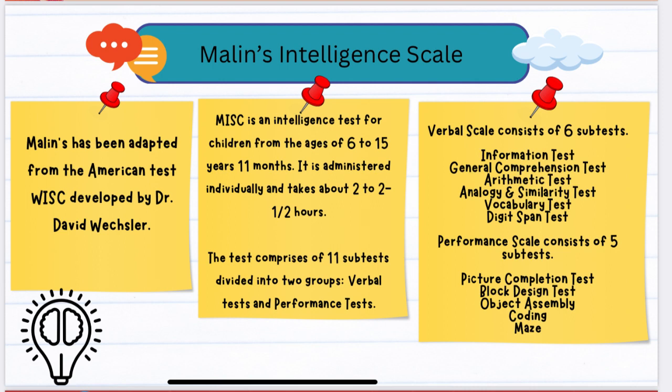The verbal scale consists of 6 sub-tests: information test, general comprehension test, arithmetic test, analogy and similarity test, vocabulary test, and digit-span tests. And the performance scale consists of 5 subtests, which are picture completion test, block design test, object assembly, coding, and mazes.